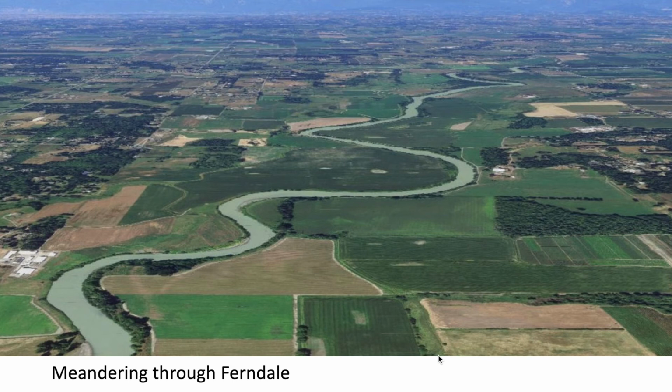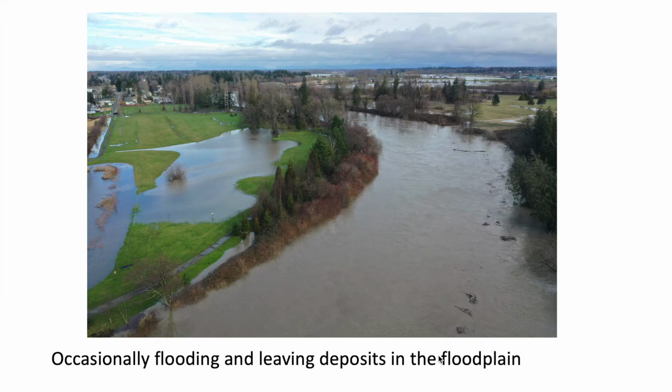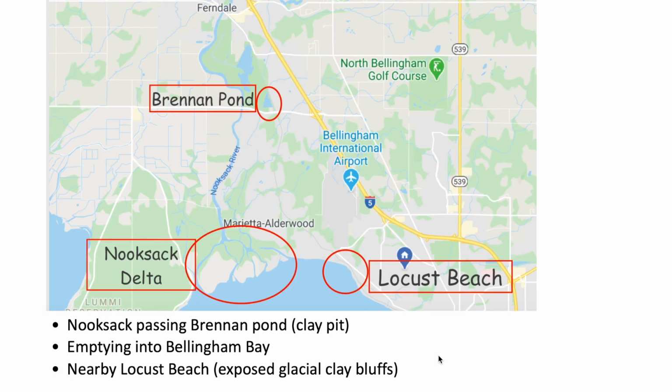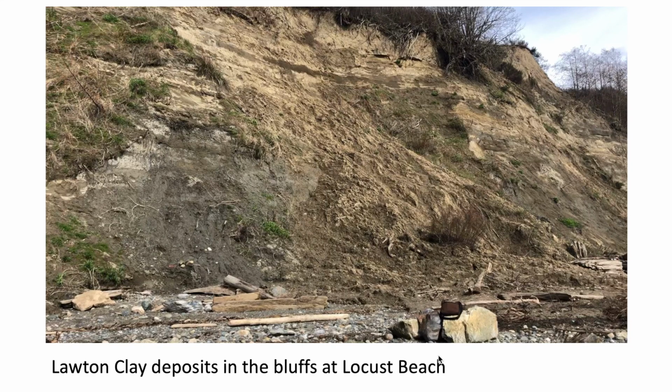As the river slows and meanders north through Ferndale, the river has a milky, muddy appearance. In this shifting floodplain, the river has left deposits along the way, including Brennan Pond, site of a former brick factory, before ultimately emptying out into Bellingham Bay. Near the mouth of the river is Locust Beach, another exposed bluff of easily accessible Lawton clay deposits.